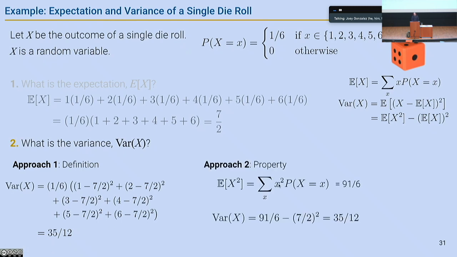Here all we need to do is figure out the expectation of the variable x squared, which I believe is 91 over 6. I didn't calculate this through, so you can do the math yourself. 91 over 6, the expectation of x squared, minus the square of the expectation, which we already computed before, 7 over 2. So we get 35 over 12. Questions?